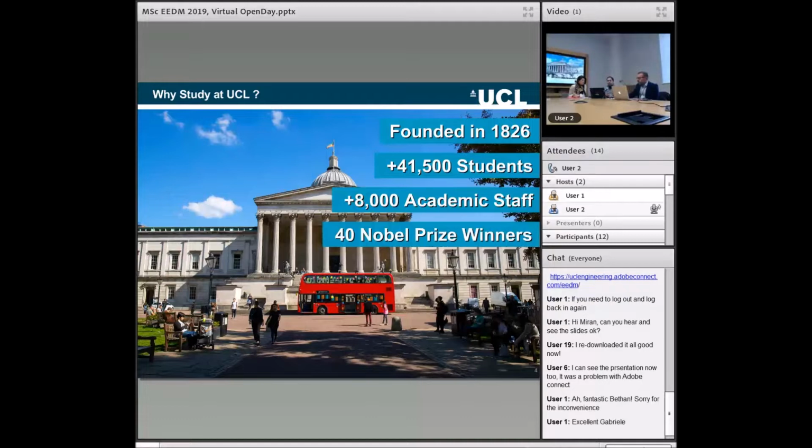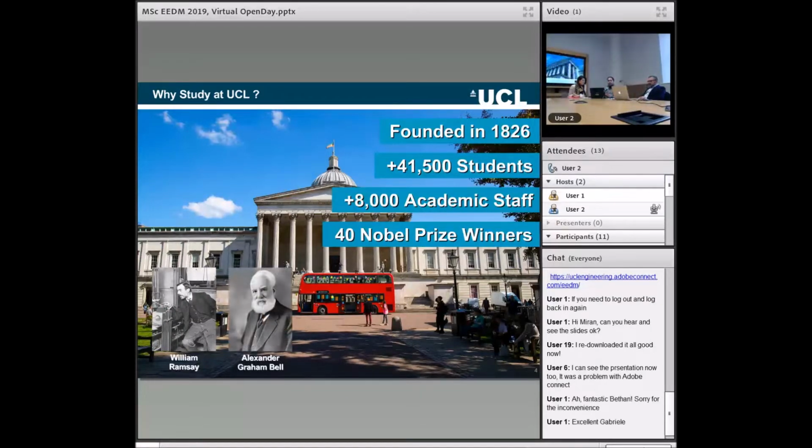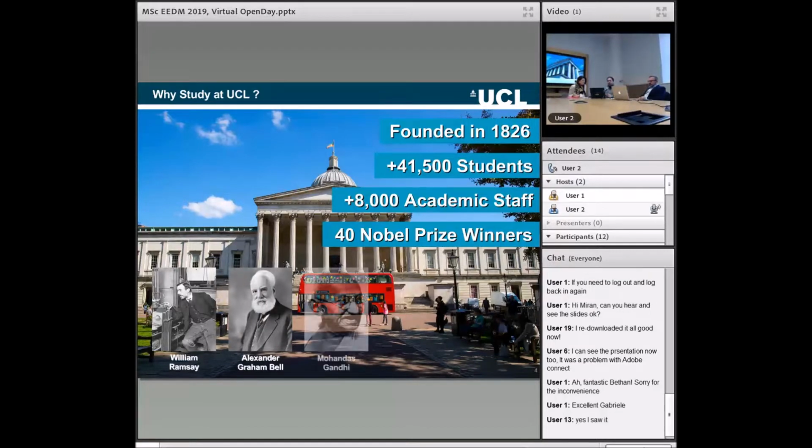We are proud of the 40 Nobel Prize winners that we have. 29 of them are directly from UCL. 11 of them are either honorary from UCL or they have been working with us on different projects. Because of that and because of the great number of students that we have, we have very famous alumni as well. For example, William Ramsay, who was the discoverer of the noble gases. Or you might know Alexander Graham Bell, who was the inventor of the telephone, or the father of India, Mahatma Gandhi, who was studying law at UCL.